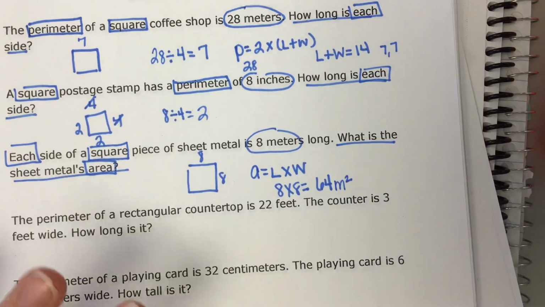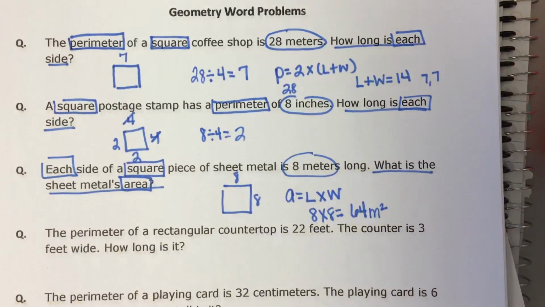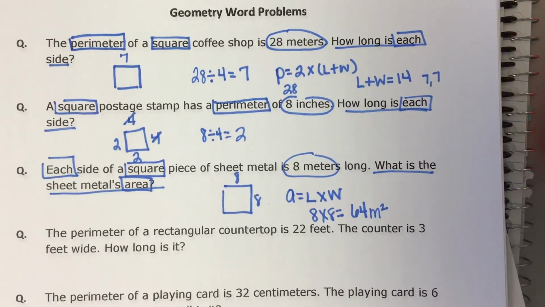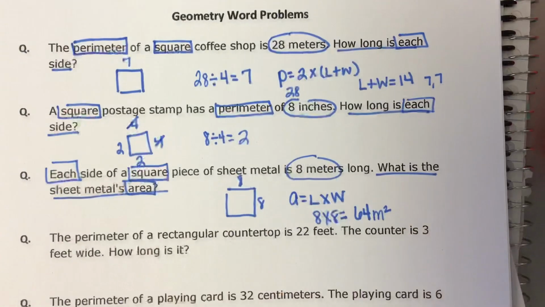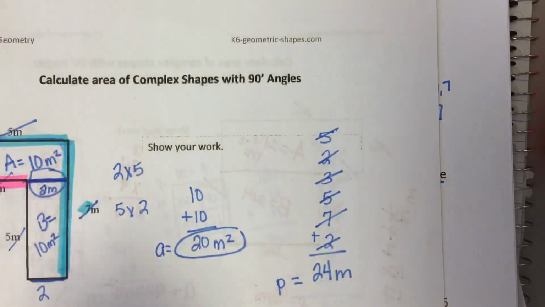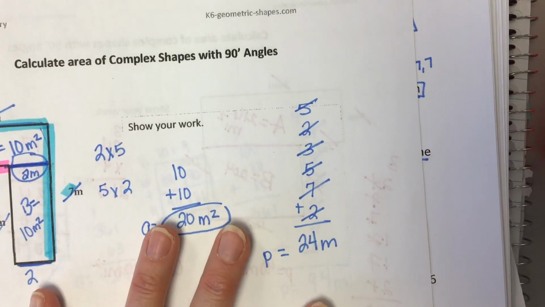Okay, we're going to do some more of these tomorrow. Put this in your red math folder. Along with your, tomorrow when you come to math, you should have the complex shape packet, the word problems page, and the error analysis packet in your red folder.